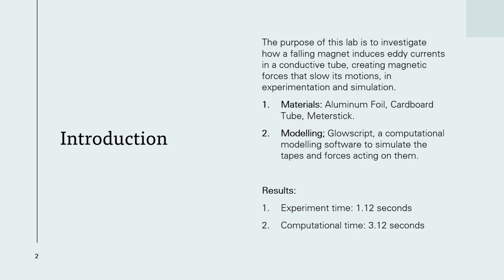The purpose of this lab was to investigate how a falling magnet induces eddy currents in a conductive tube and eventually causes magnetic forces that slow its motion. To conduct this experiment, we used aluminum foil, a cardboard tube, and a meter stick, and simulated our results on GlowScript. Our experiment time ended up being 2 seconds faster than our computational time.